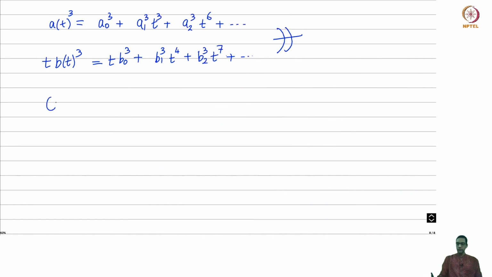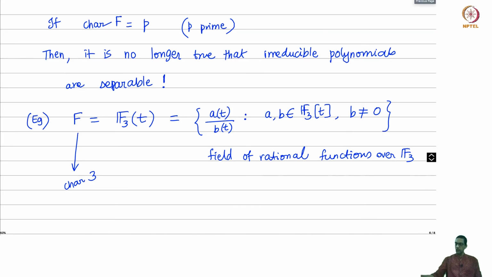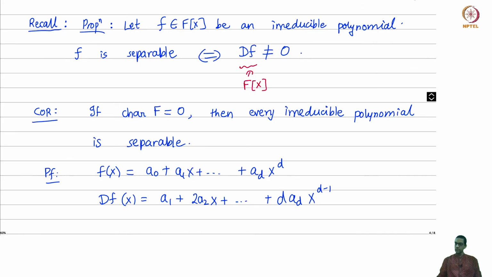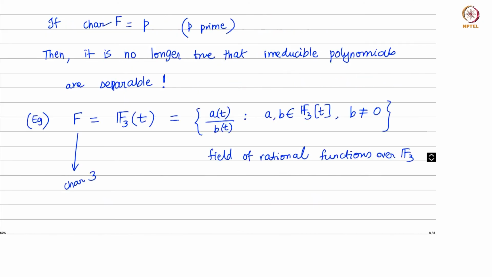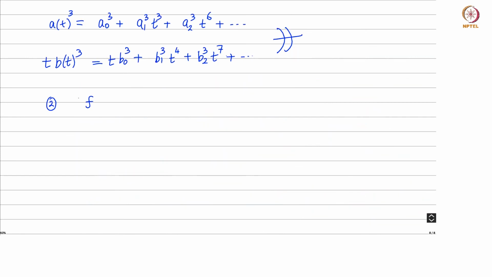Now, it's easy to see that f is not separable. Why? Well, we already have a criterion for separability. If you have an irreducible polynomial, so let's go back and look at our proposition. What does the proposition say? If you have an irreducible polynomial, then checking separability is very easy. It's separable if and only if its derivative doesn't vanish. Okay, so we have already shown that this polynomial, x cubed minus t, is irreducible. Let us show that its derivative vanishes.